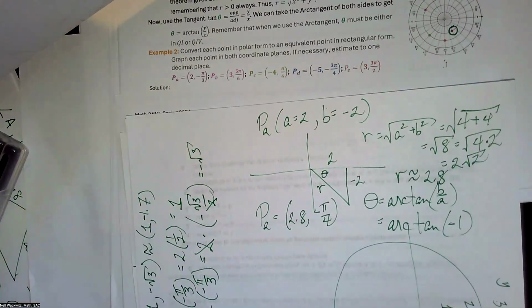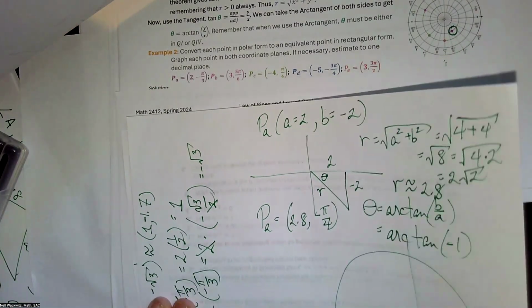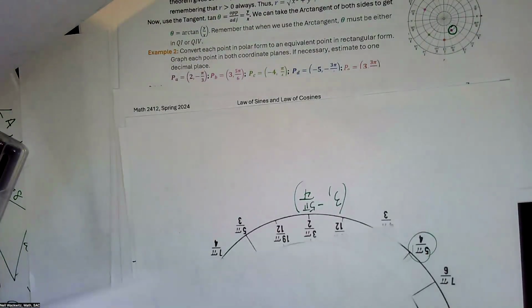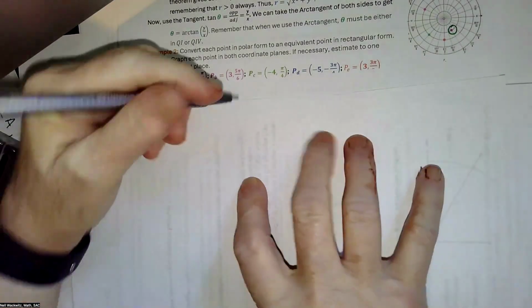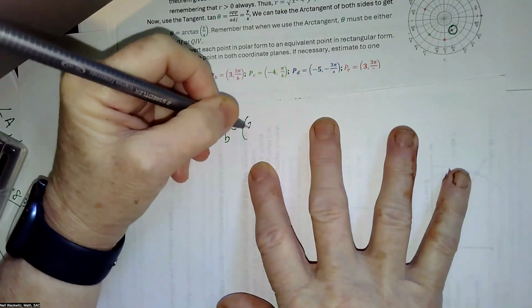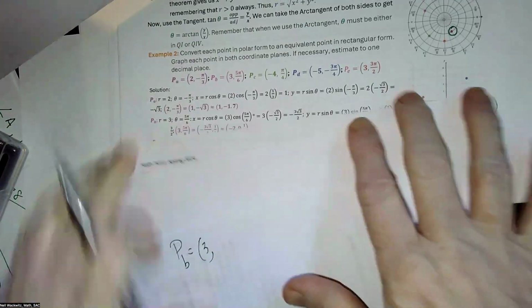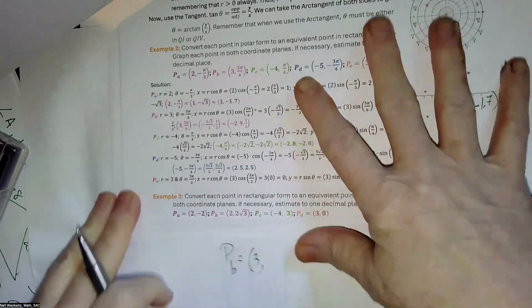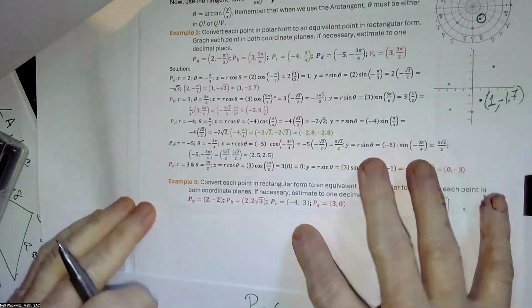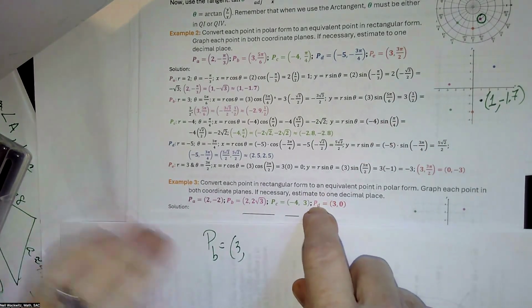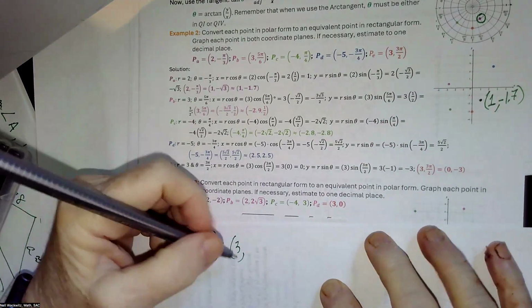What about the next one? Yep. We've got point B is 3, comma, oh, wrong one. Here we go. Point B, yes, it's showing up, is 2, comma, 2 square root of 3.